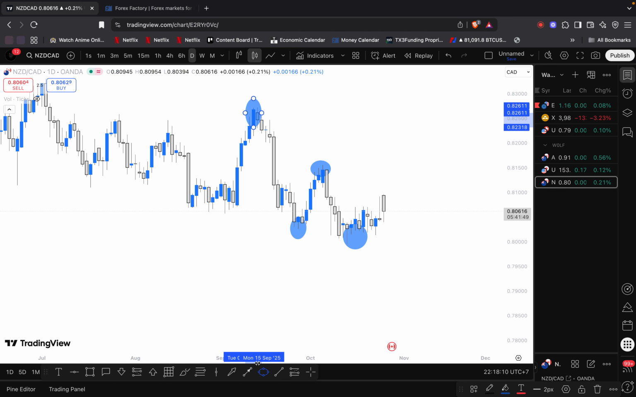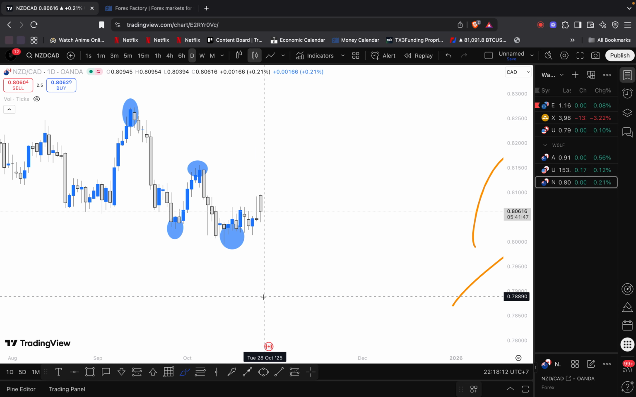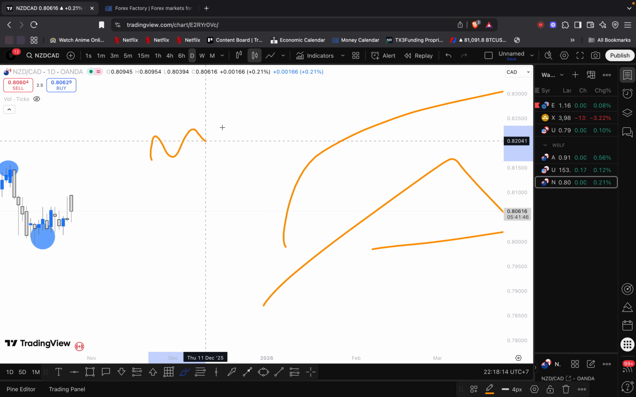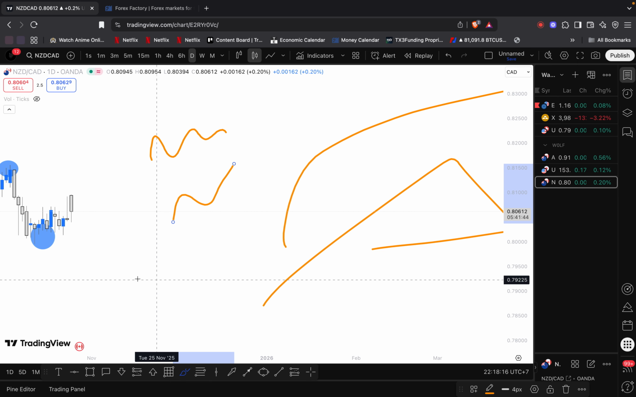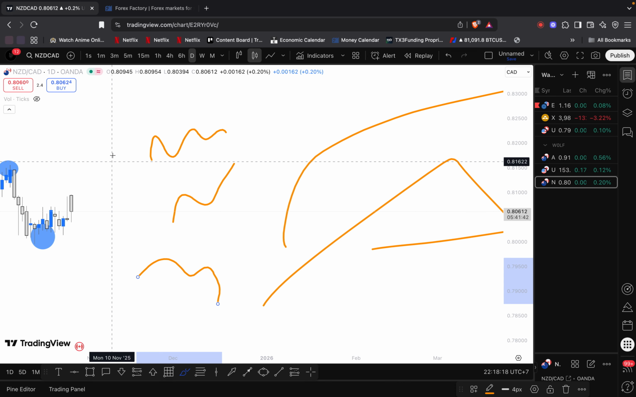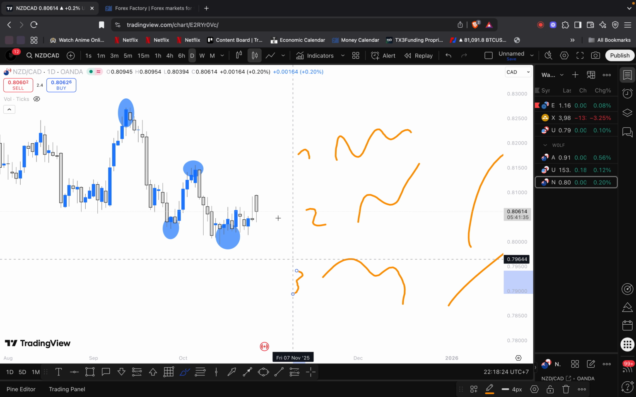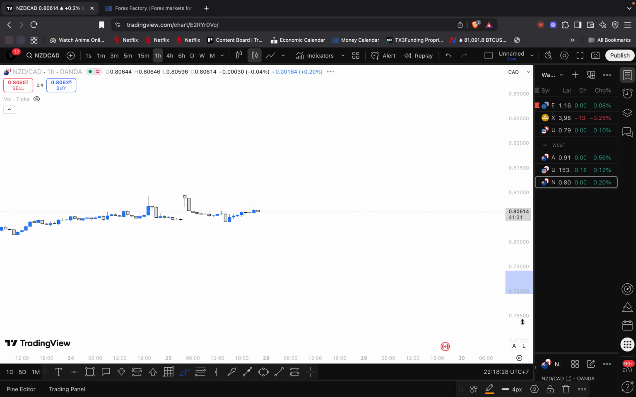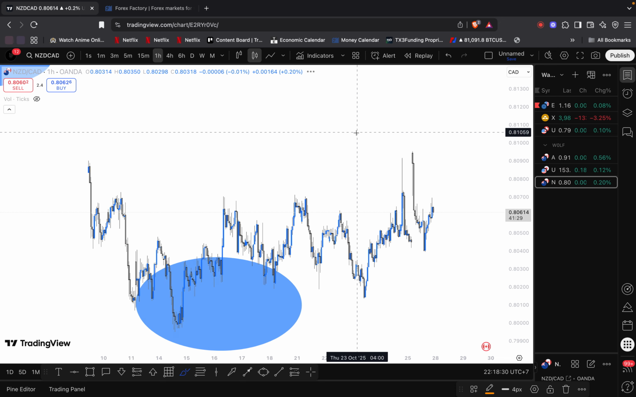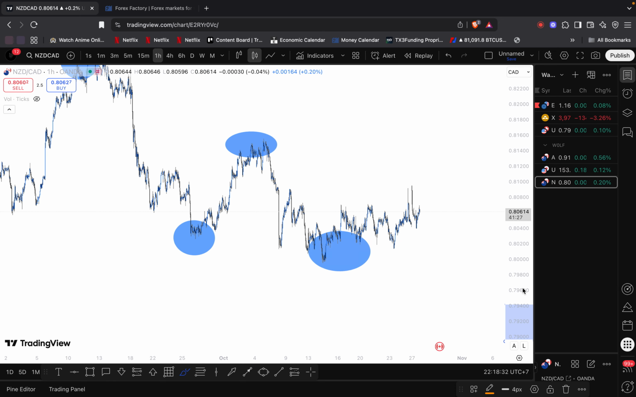Now, what trend is this? We talked about the three markets again: sideways market, up market, and down market. Number 1, number 2, number 3. Is this number 1 or 2 or 3? This is 3, because it's going down. It's a bearish market, but we're going up right now.